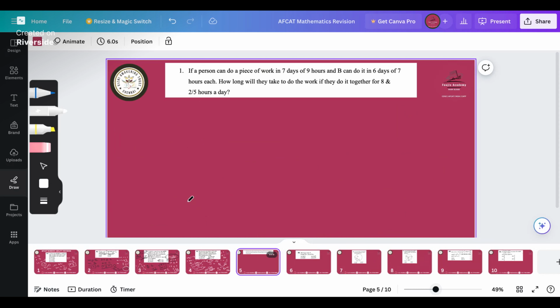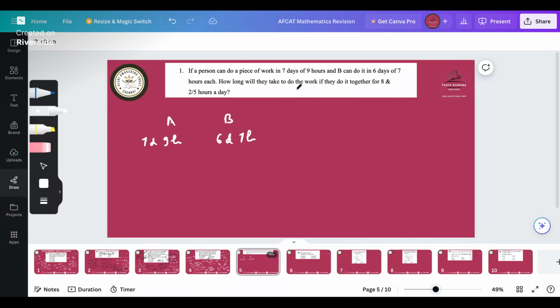So moving on to the next question, again from time and work, a very important chapter. If a person can do a work, let's name him A, in 7 days, 9 hours each, and there's a person B who does it in 6 days, 7 hours each.